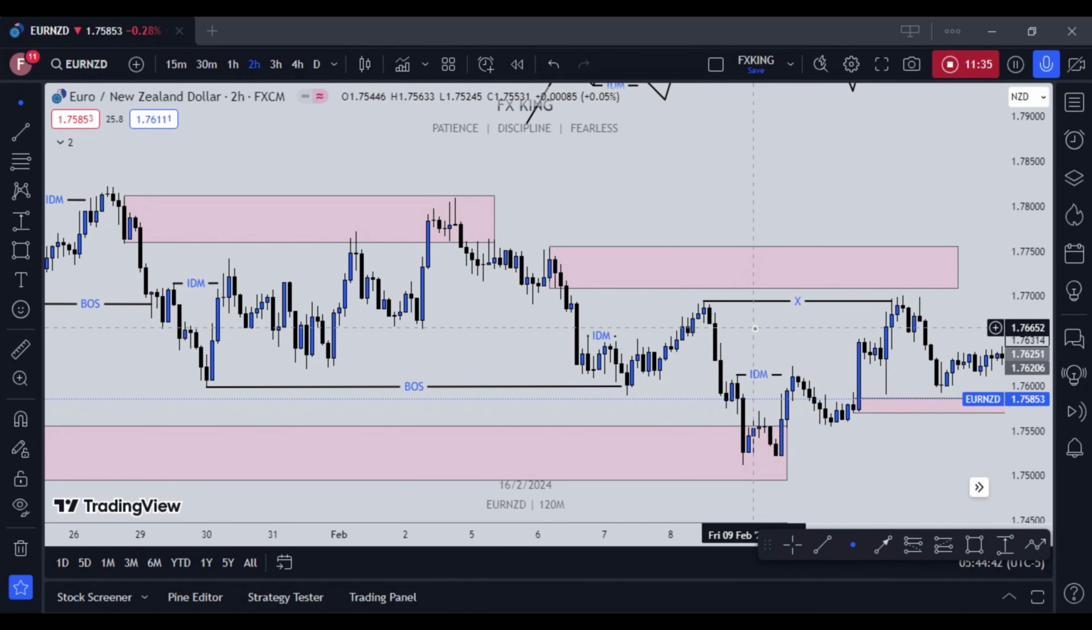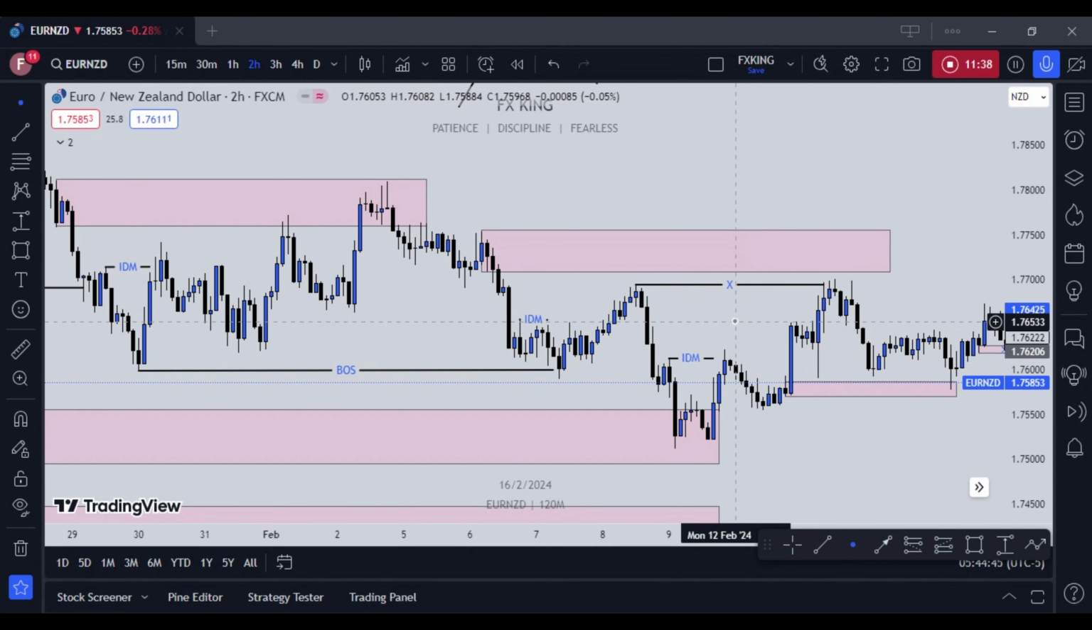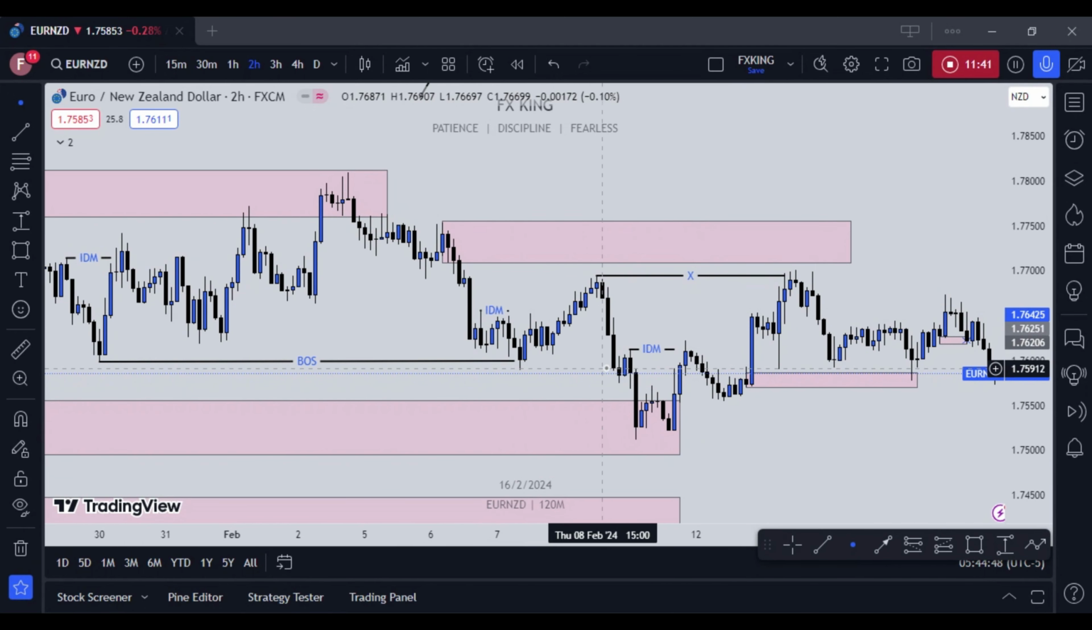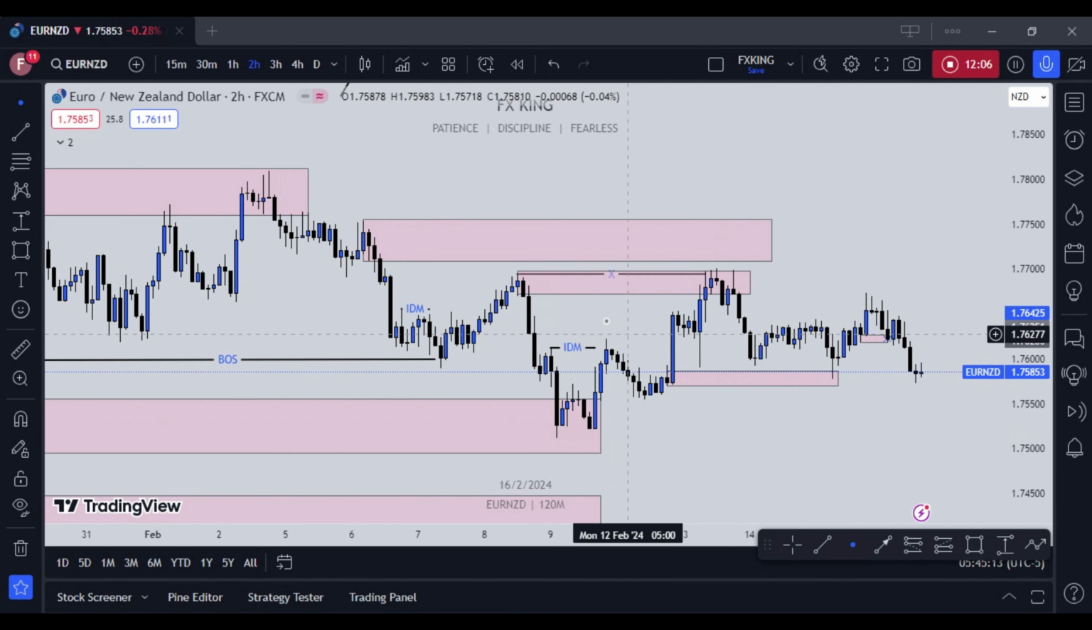So after this break of structure here, what do we have? We have our inducement here. When the inducement was taken out, we could start looking for our sells. And where is our order block in this case? In this case, we have this order block here. When price reacted from this order block, you can see price selling off.